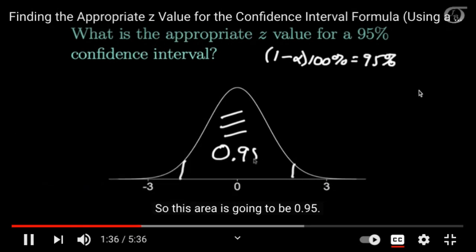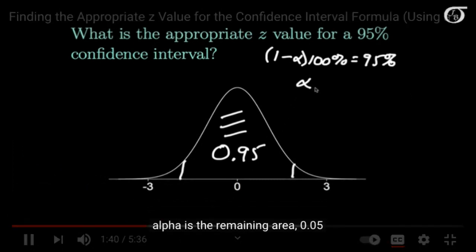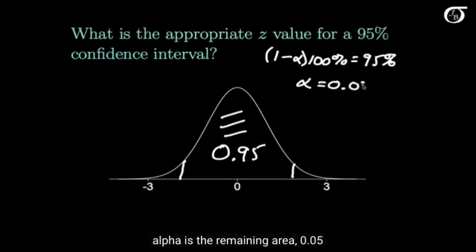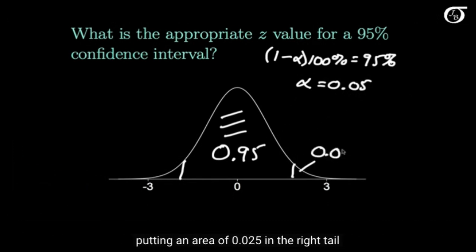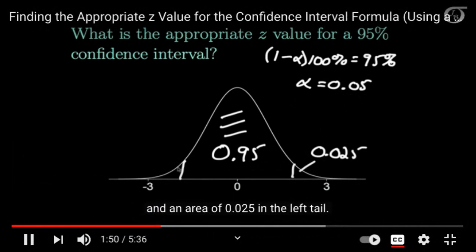Okay, remember that. This area is going to be 0.95. Alpha is the remaining area, 0.05. And we split that evenly into the two tails, putting an area of 0.025 in the right tail and an area of 0.025 in the left tail.